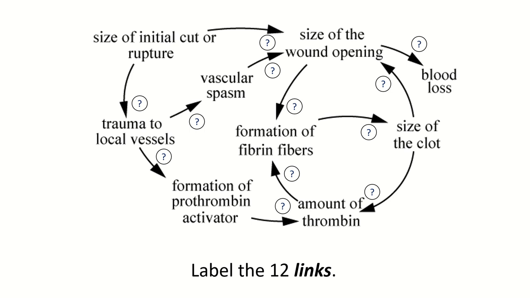And so a nice challenge would be to say, can you label all the links? A lot of these terms you might not know, but my claim is that even though it's a complicated system, if you focus on a single link at a time, you can guess what the polarity might be. So as the size of a clot increases, the amount of this thrombin, which is the thing that plugs up the clot, you'd imagine would decrease. So this thing here is going to end up reducing as the clot gets bigger and the cut gets plugged up, then you need less stuff to plug it up.